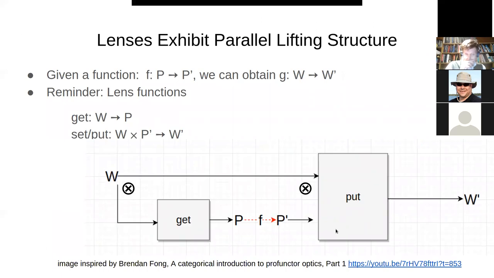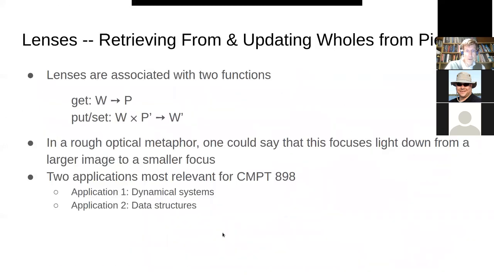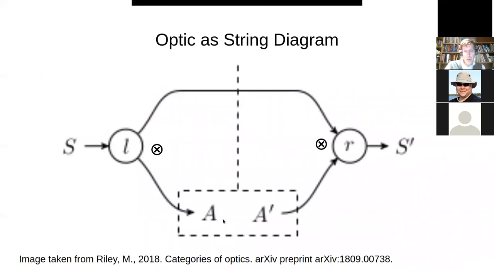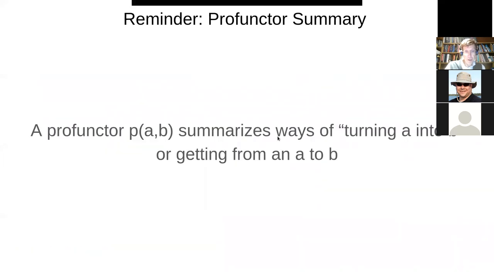Okay, so in terms of the profunctor representation, I had noted last time that lenses and prisms both have this kind of flavor, and in fact, all optics could be put into this framework where we can represent them in this sort of parallel way. We saw this earlier with this. So there's going to be a link directly and then some sort of parallel link.